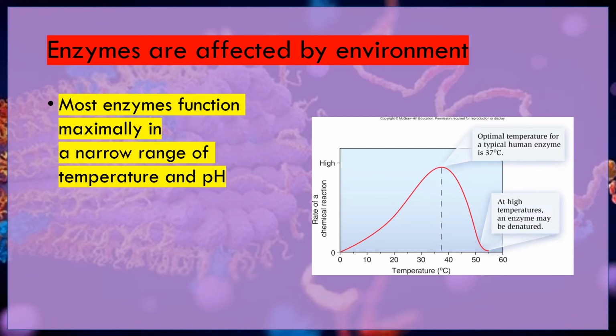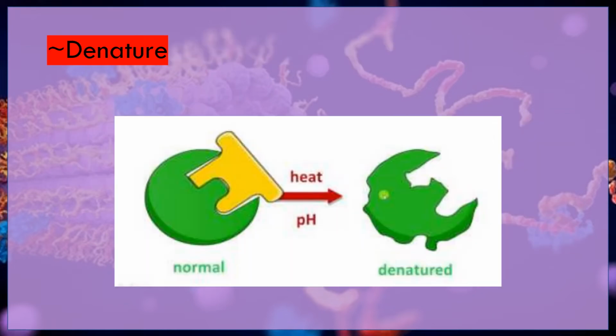To understand, in a normal enzyme, we have that attachment at the active site. But with heat or a change in pH, it has now changed shape, and the substrate is no longer able to fit into the enzyme.